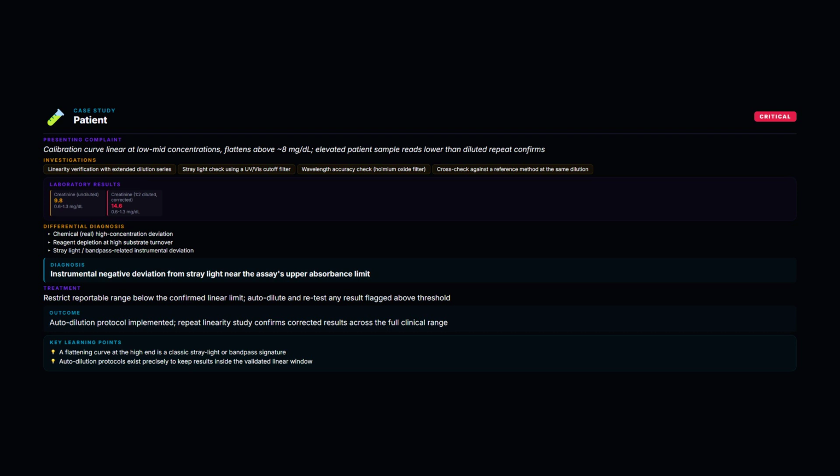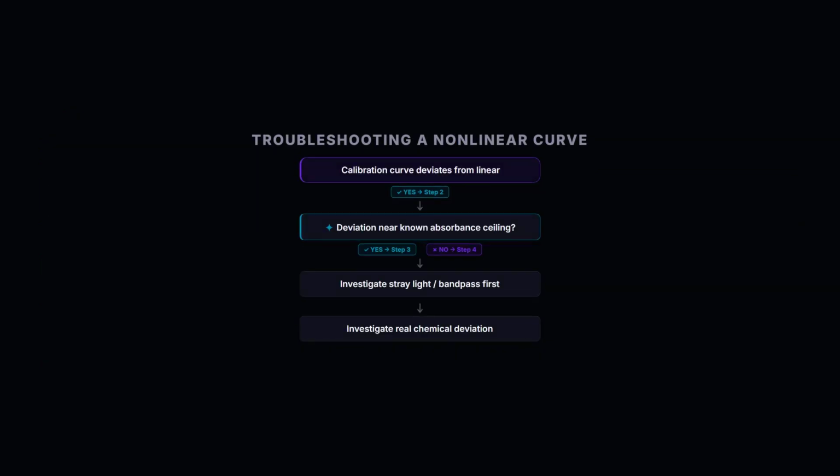Does the curve flatten near the instrument's known absorbance ceiling? If yes, suspect stray light or bandpass first. If the deviation instead tracks with a specific chemistry like a known dimerization reaction, suspect a real chemical deviation. The formal fix follows CLSI EP6 linearity verification logic.